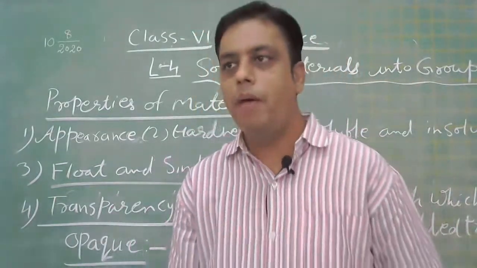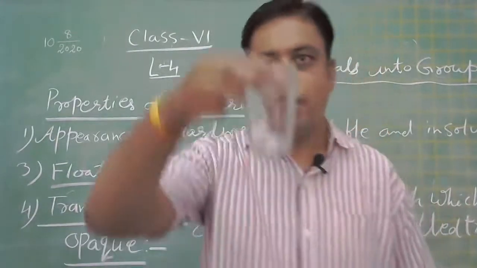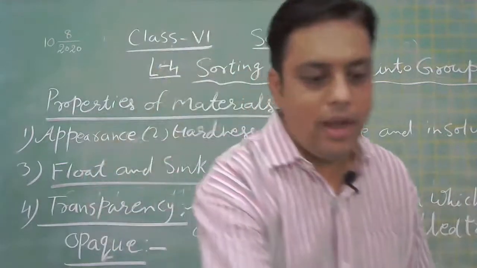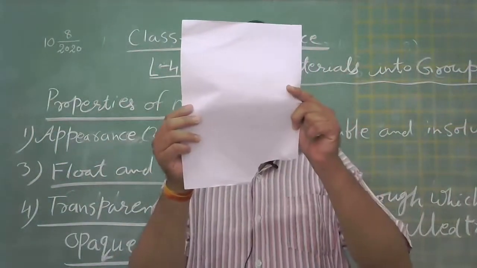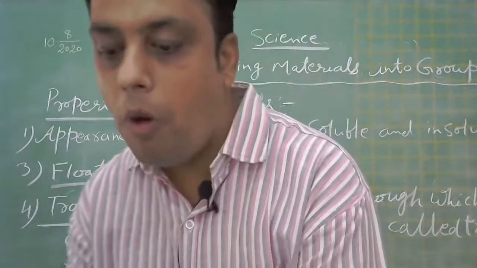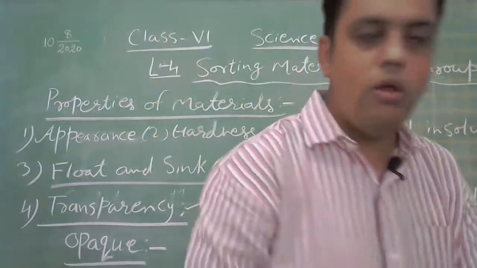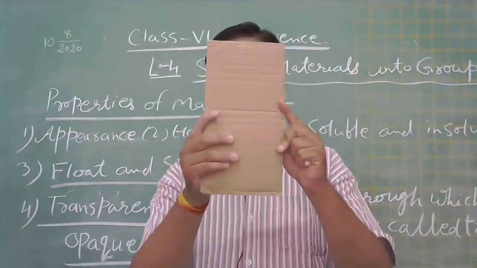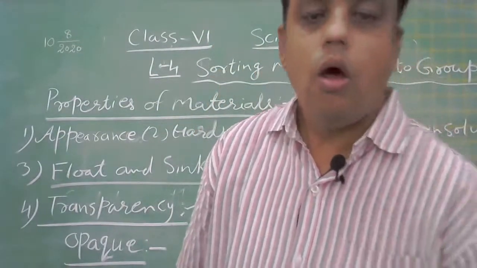Now see, this is the paper. Through that glass you can see my face also. But when I put that paper in front of my face, you cannot see my face. It means that paper is not transparent, it is opaque. That cardboard is there too. You cannot see through that also, so it is also opaque material.